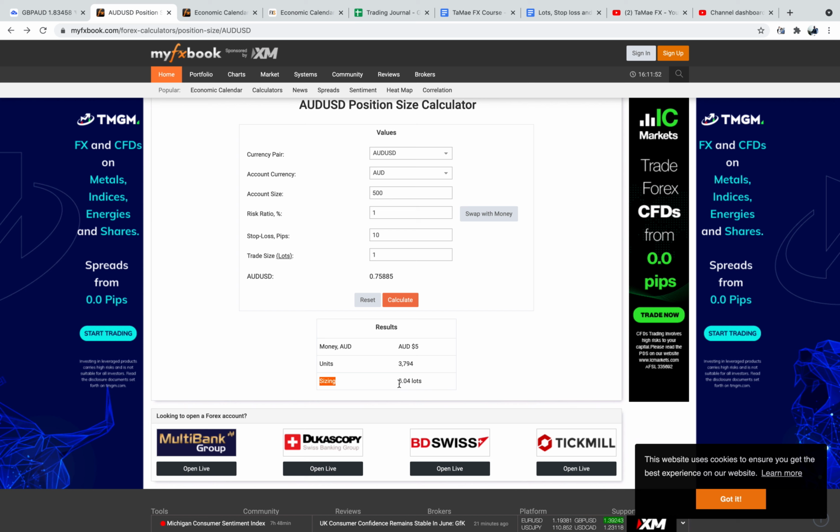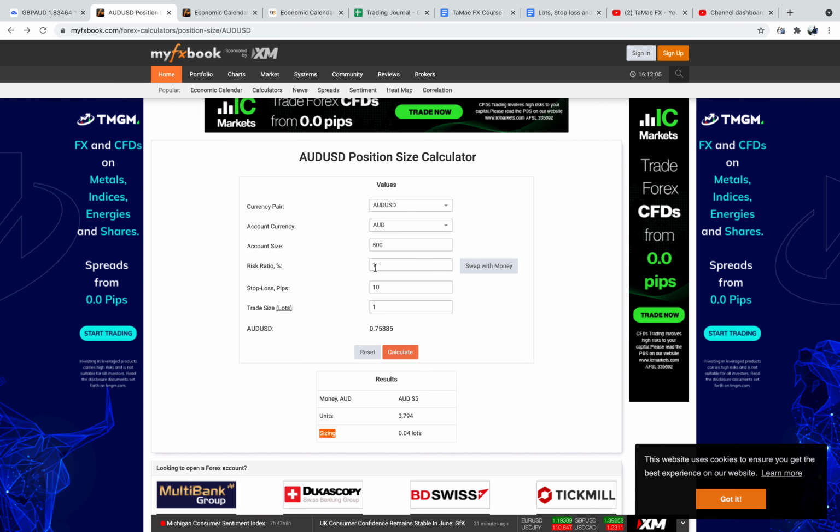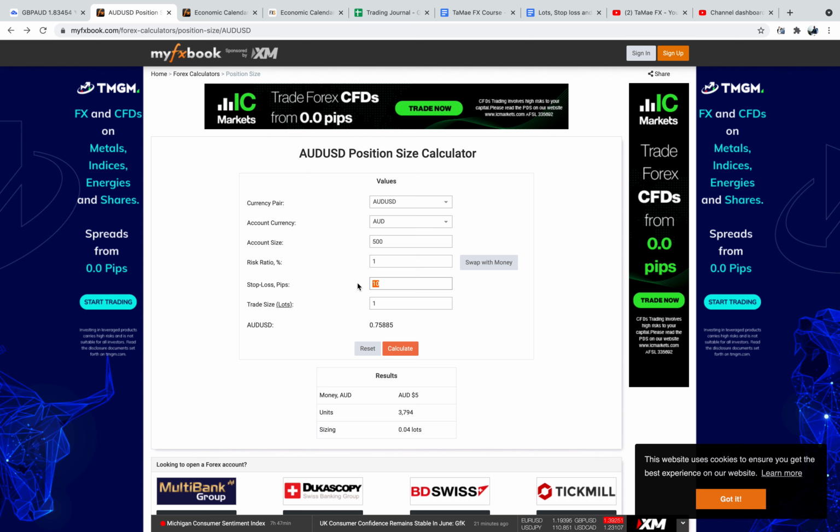So the lowest was 0.01. So here it's saying you use 0.04. So you execute this trade with 0.04 lot size, and you're risking only 1%. But ideally, when you're trading, we usually use stop losses from about 30 to 35. So if it's a 30 pip stop loss, if you click calculate, it will tell you 0.01, and you are risking $5 on this trade.